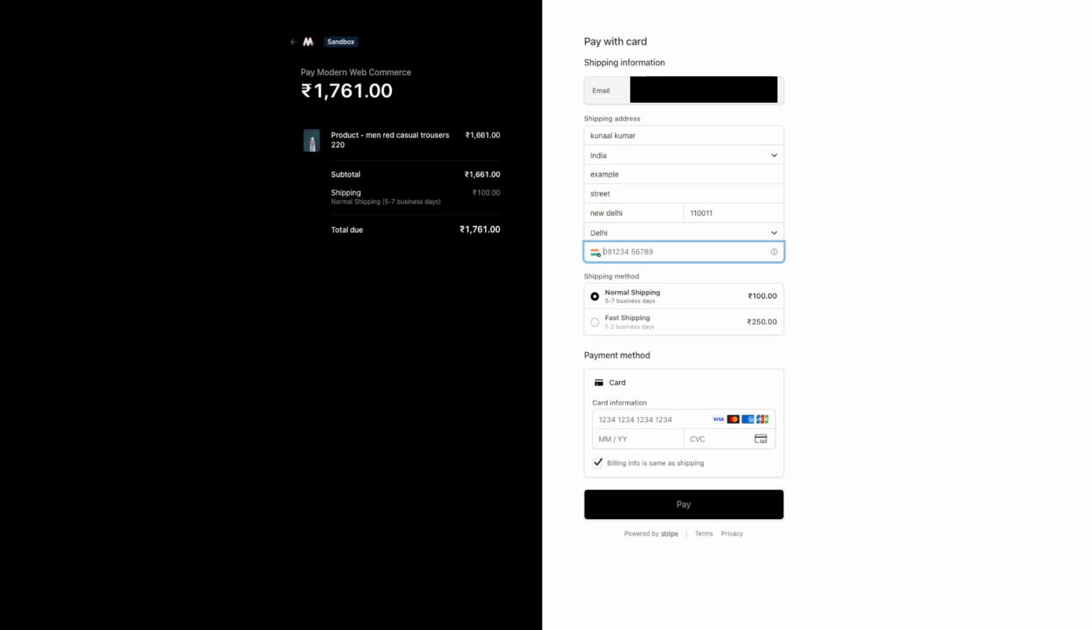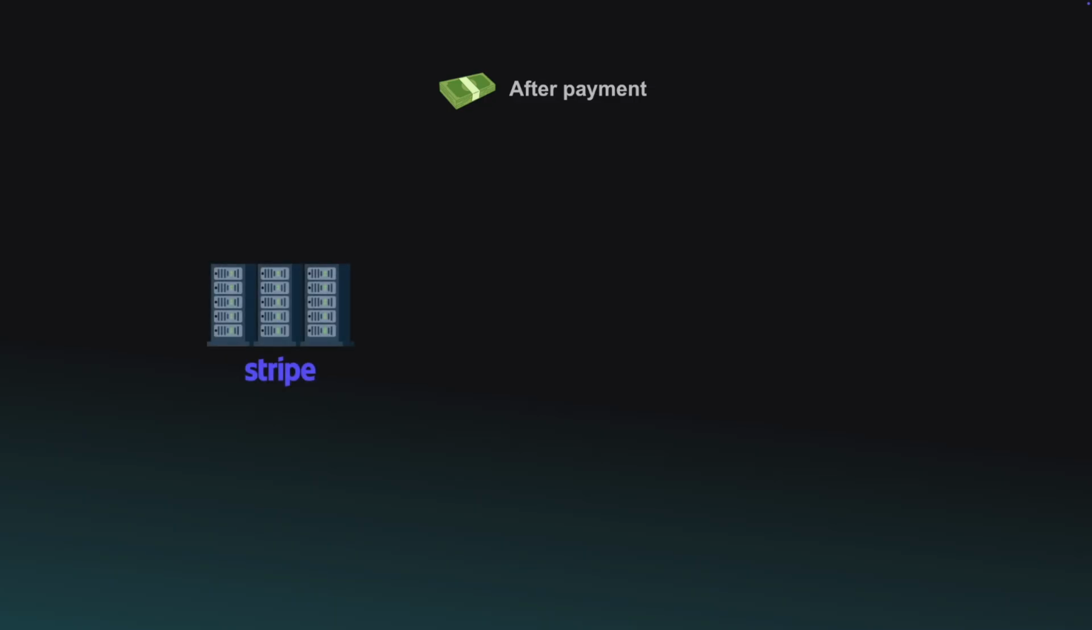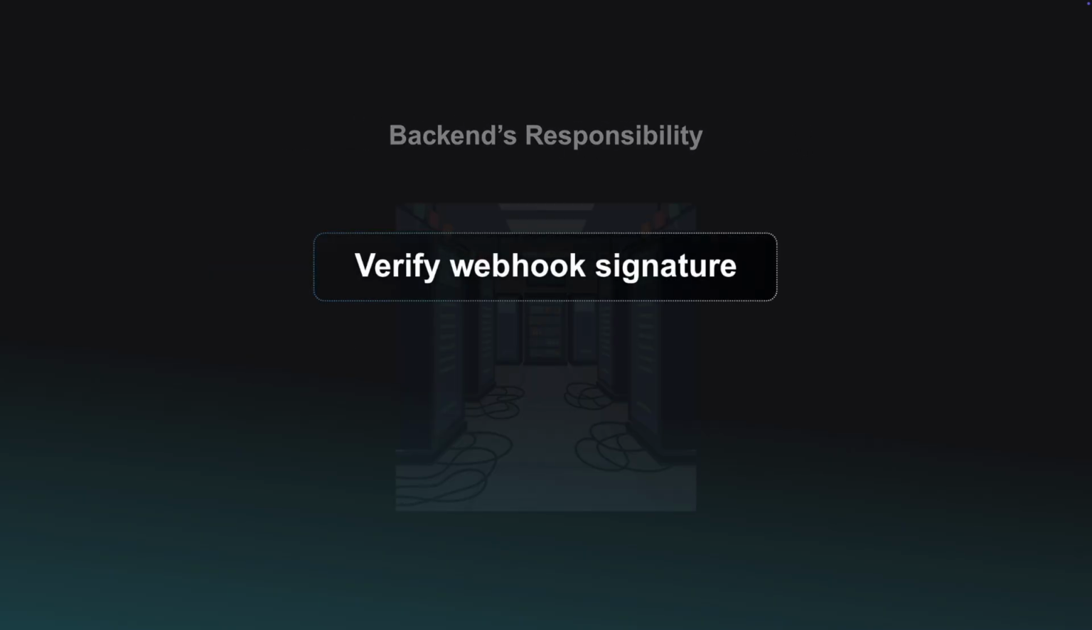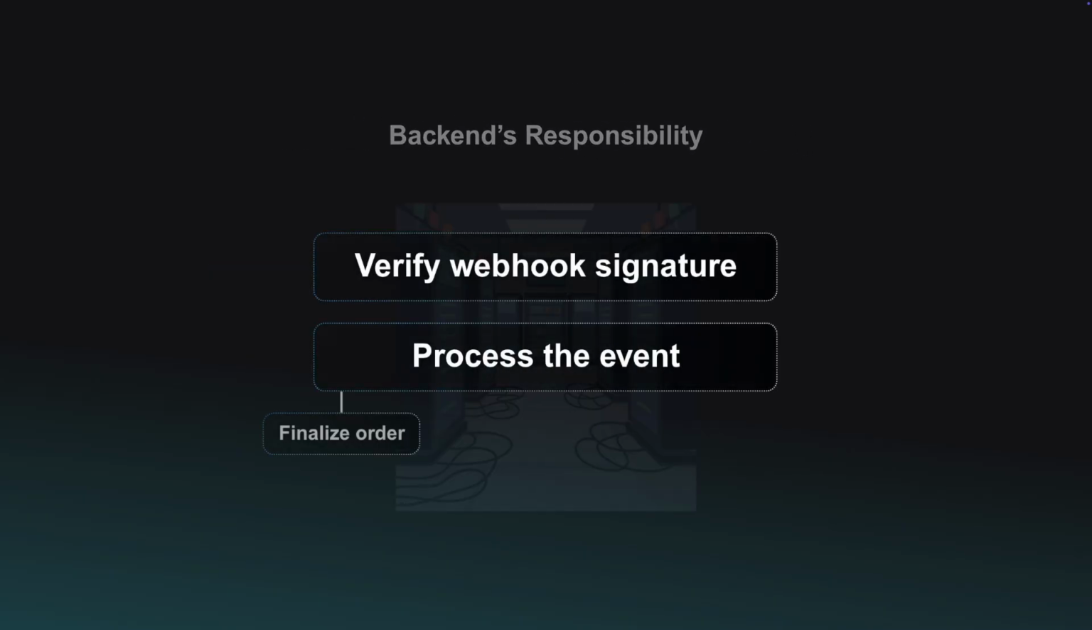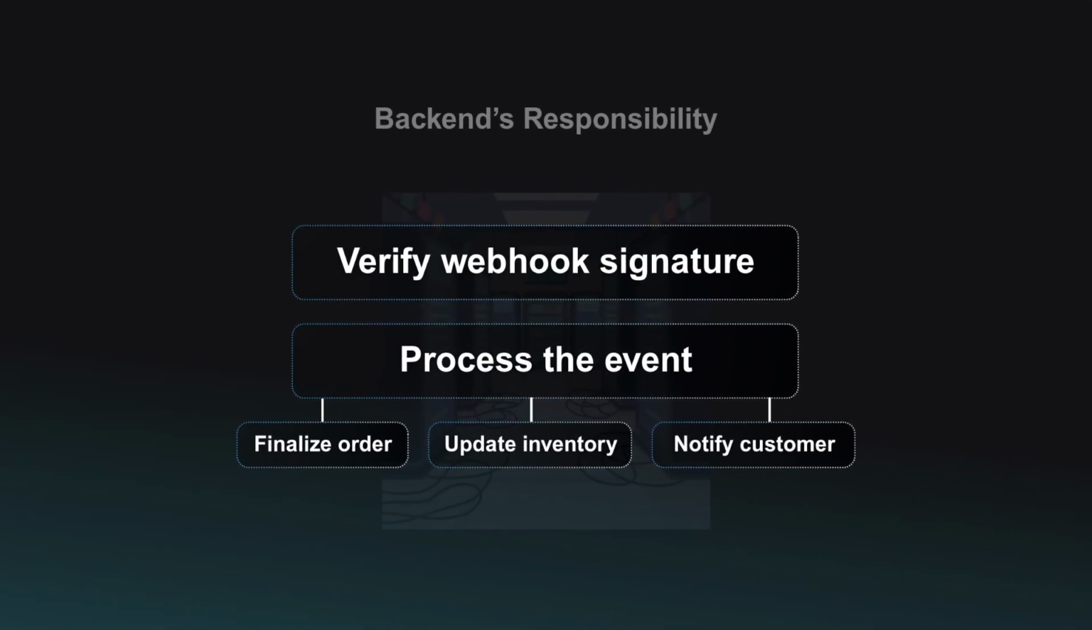But even after the customer completes the payment, the checkout still isn't finished. Stripe notifies the backend through a webhook. The backend verifies that webhook, finalizes the order, updates the inventory, releases any temporary reservations, and sends the confirmation email. And only then is the purchase considered complete.